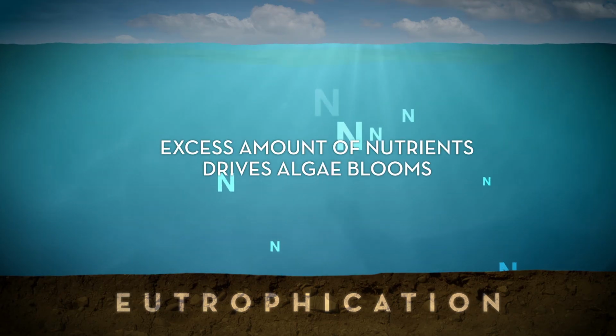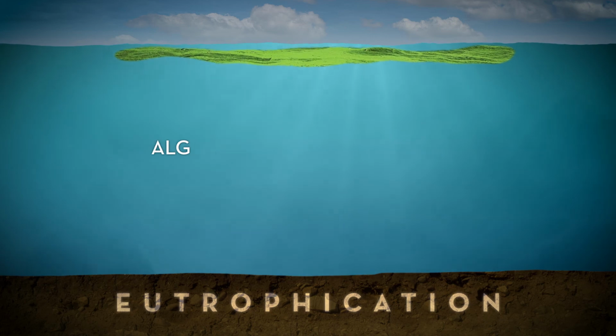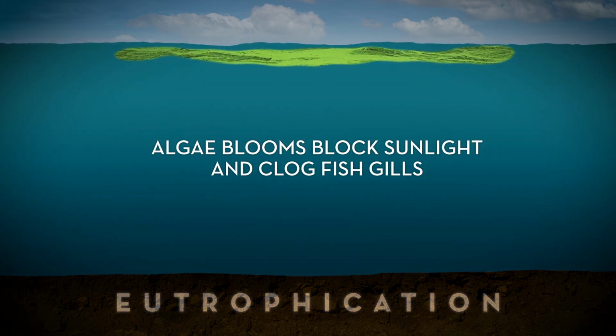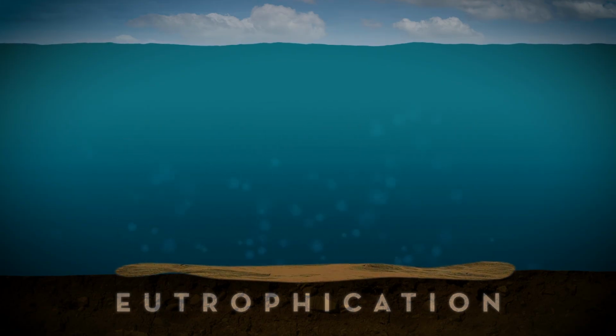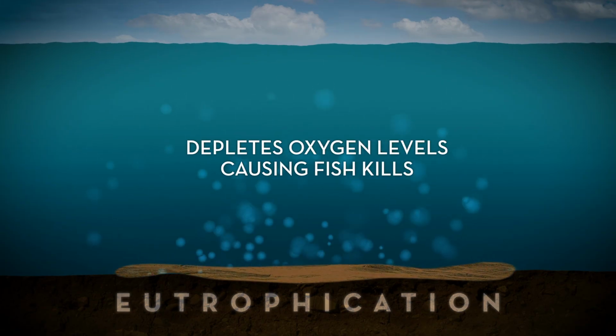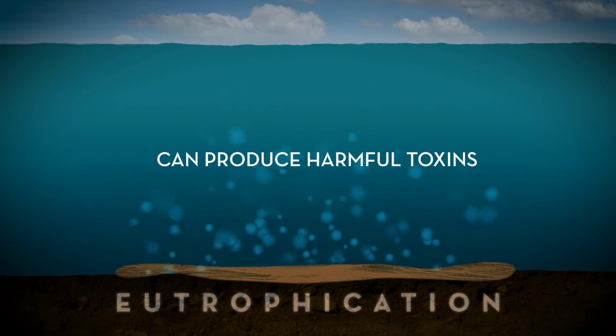This excess amount of nutrients drives algae blooms that block sunlight from reaching submerged aquatic plants and clog fish gills. As blooms die and decompose, oxygen levels are depleted, causing fish kills. They can also produce harmful toxins.